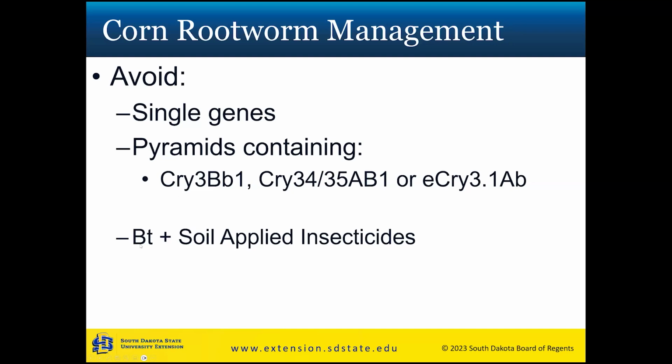So another thing we want to avoid is using Bt hybrids plus soil applied insecticides. We don't want to put these two together. And the reason for that is if we're putting selection pressure on the Bt genes, we want to leave the soil applied insecticides out of the picture, because if we have a Bt failure, we want to make sure that these still work.